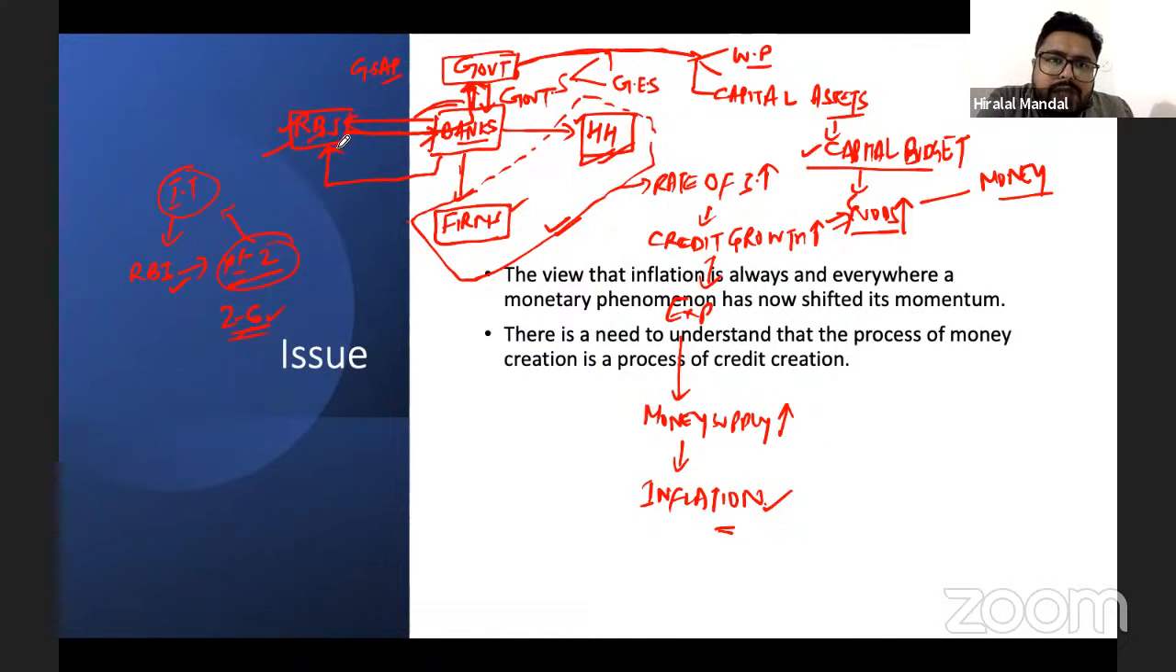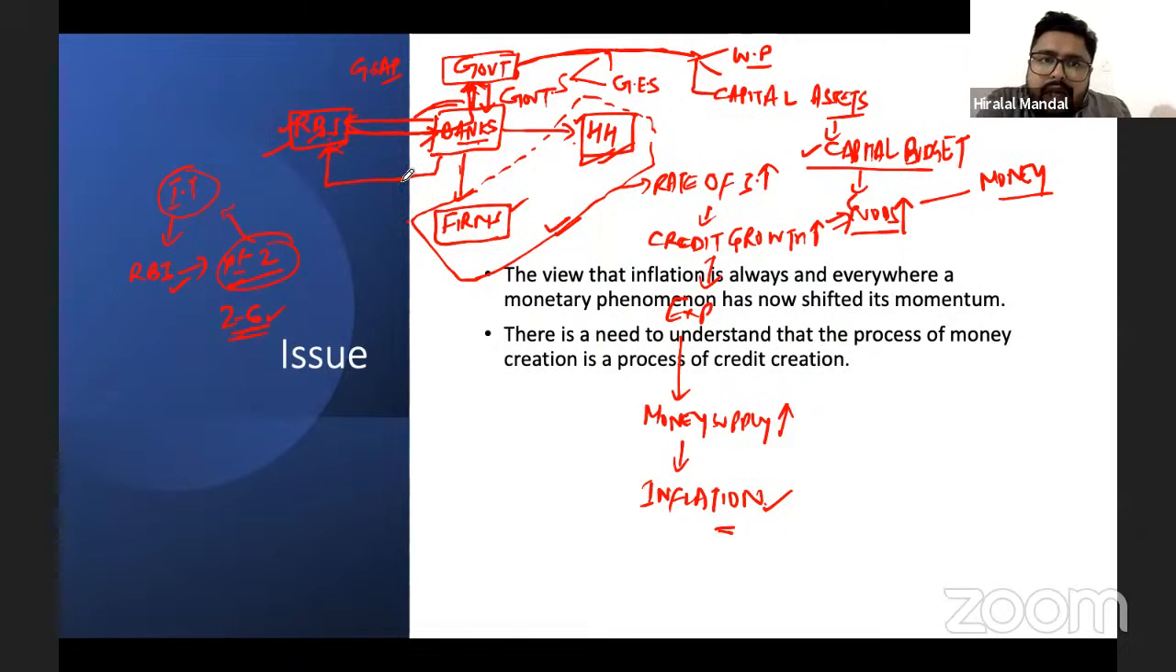Okay. So what I'm saying is, once the RBI is releasing more money to the banks, as I said to you, banks have many options. Banks have one option to give money to the household. They have the option to give money to the farms. They have the option to give money to the government. They have another option to deposit their surplus money with RBI.